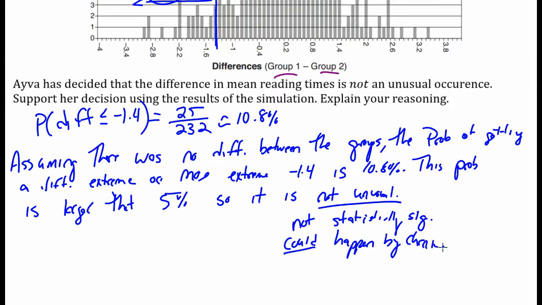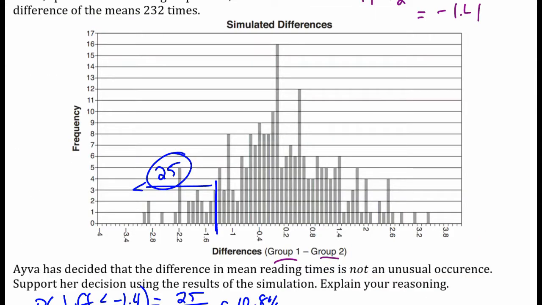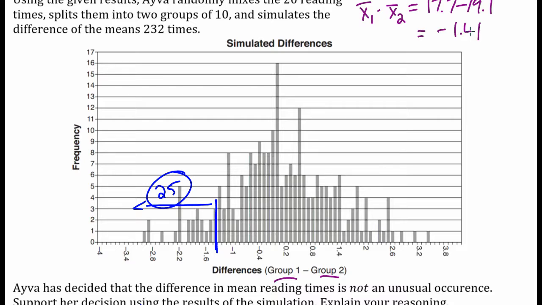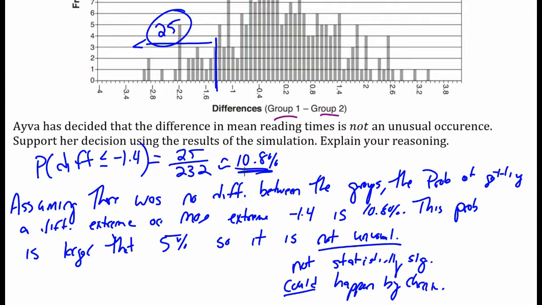So the key steps for working with these difference of means is you find your difference of means, the difference between those two groups, and plot it on the simulated distribution that's given to you, probably done by re-randomization. So we assume that there's no difference. What's the probability that we get a difference that extreme or more extreme? I counted 25 out of 232. 25 out of 232 gave me a 10.8% probability. That number is bigger than 5%, so this value is not statistically significant. That difference value is not unusual, it's not statistically significant, which means it could have happened by chance.